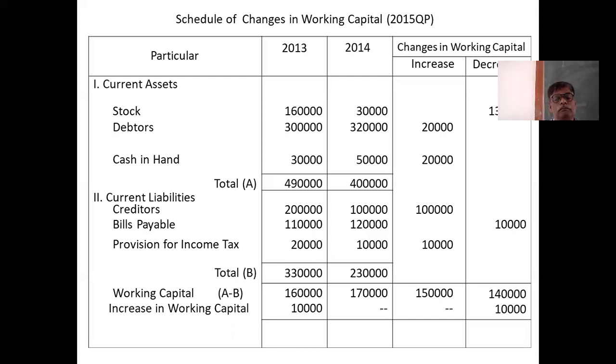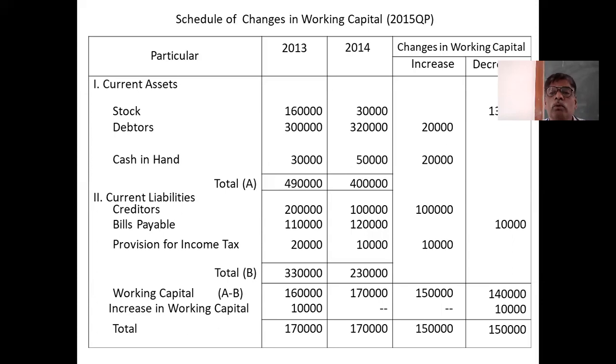Clear? Now take the total. First column 1,70,000, second column 1,70,000, third column 1,50,000, fourth column 1,50,000. Okay, in this way you have to calculate changes in working capital. This is the schedule of changes in working capital. 5 marks question. Asked for 2015, Rani Chennamma University, Belgavi.